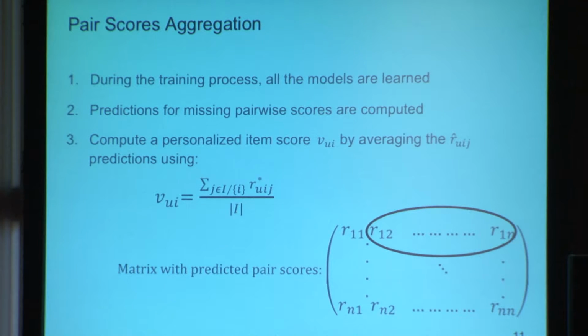So far, I've said how to predict missing pairwise preferences, but we need a ranking to present to the users. So what we do is average all the available pair scores. Imagine that for a user, we construct an item by item matrix, and we fill in the corresponding pairwise preferences here. For each item, we average these values to give a score, and we rank according to that score.